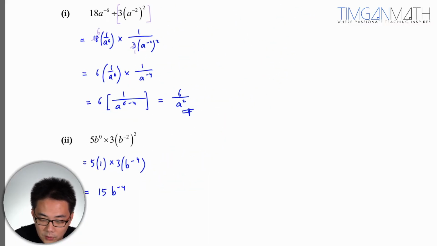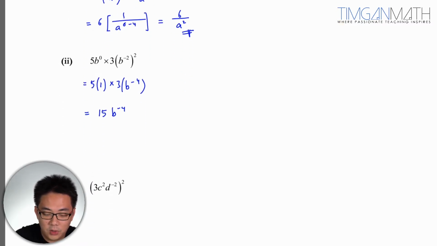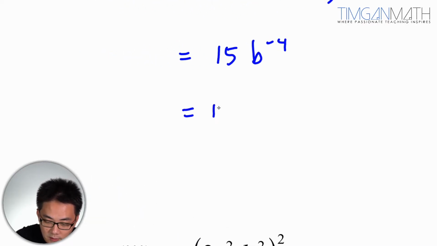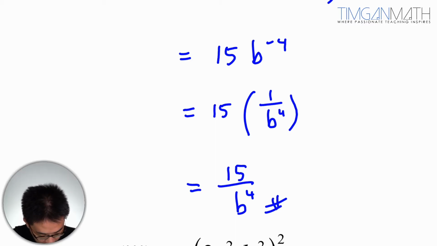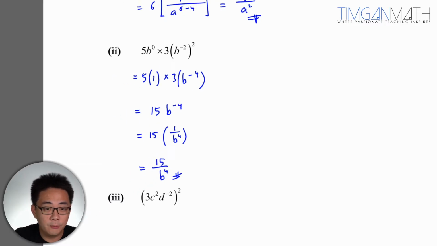Now, you're told to express in the positive index notation. So in other words, this needs to be changed to a positive form because this is a negative one. So this is 15, and this is 1 over b to the power of 4. So this case here will be 15 over b to the 4. Alright, if you have any question, please let us know.